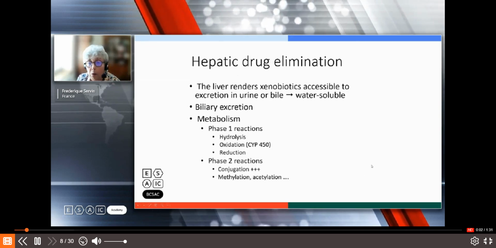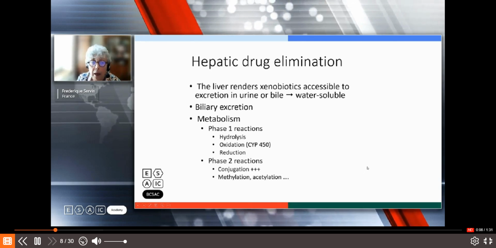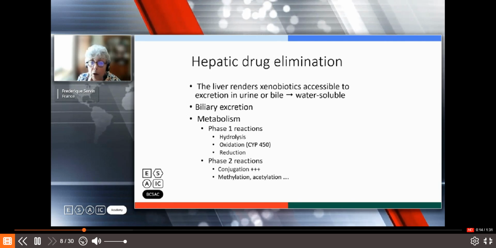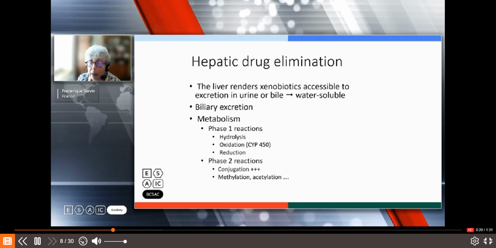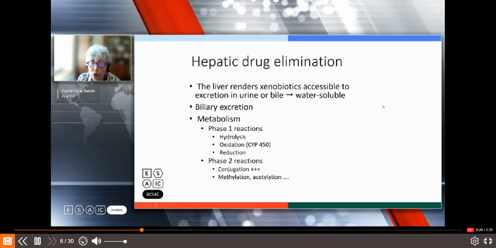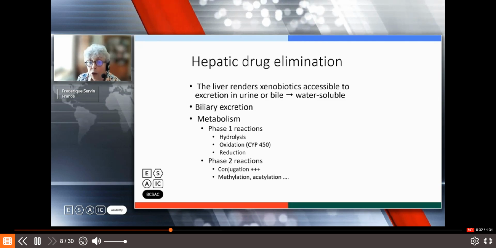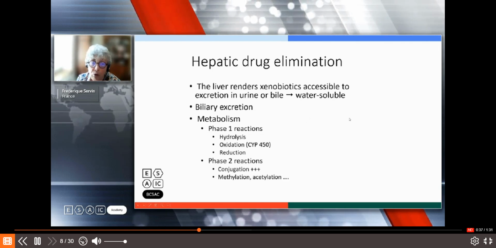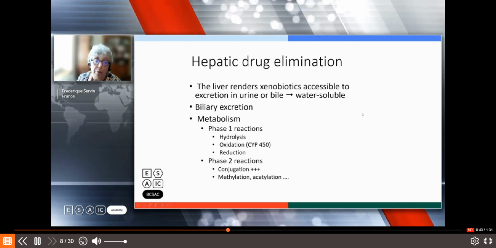The liver is one of the main organs for metabolism and elimination of drugs. Its role is not to inactivate the drug. The liver renders xenobiotics accessible to excretion in urine and bile, so it will render them water-soluble. The liver's role is to eliminate molecules which obviously are not endogenous to the body. It will also, of course, be able to excrete them in the bile, such as, for example, rocuronium.